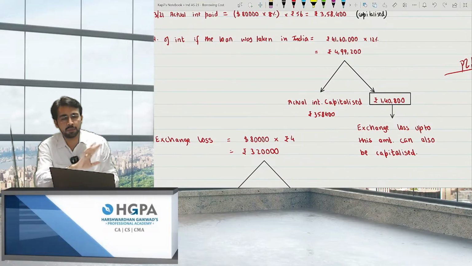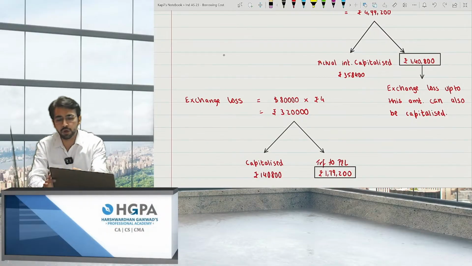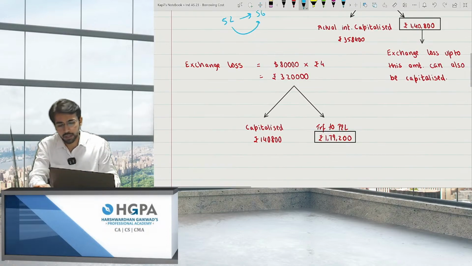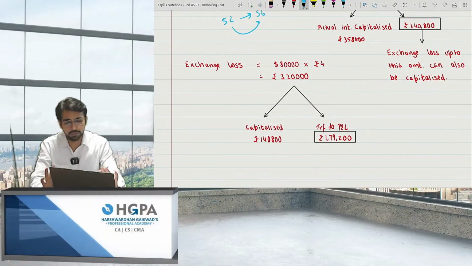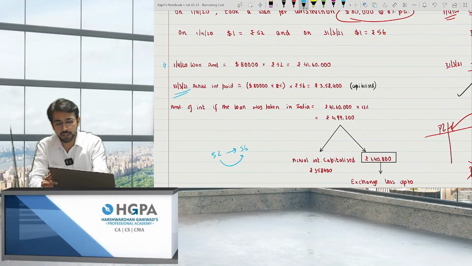And now it's time to calculate the exchange loss. What was the dollars? 80,000. What was the loss? 4 rupees. How come 4 rupees? 52 to 56. 4 rupees was the loss, right? Because I have to repay 4 rupees more now. 320,000, up to 140,800 it is capitalized, and above that it is transferred to P&L. Now this was the first year story, on 31st March 21.